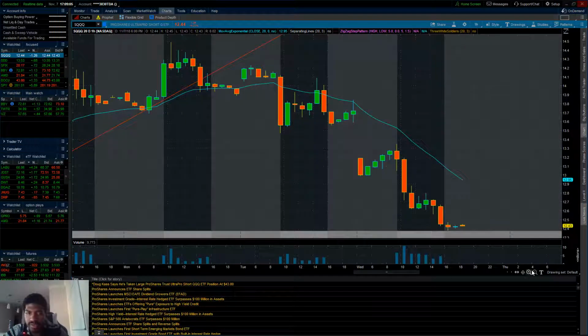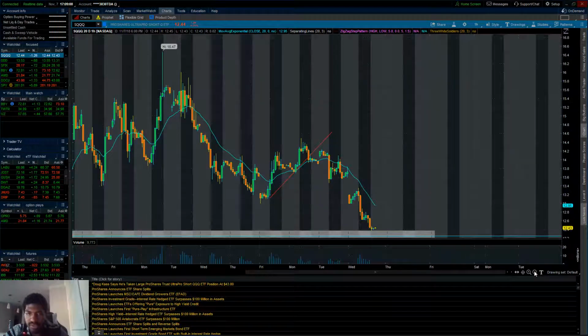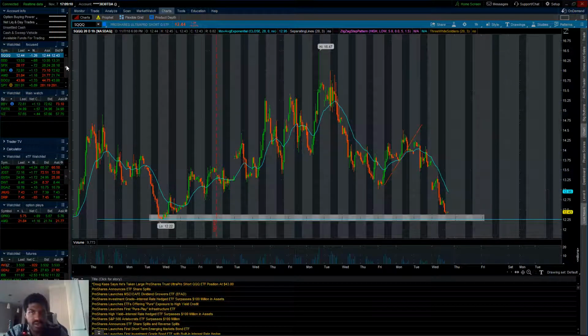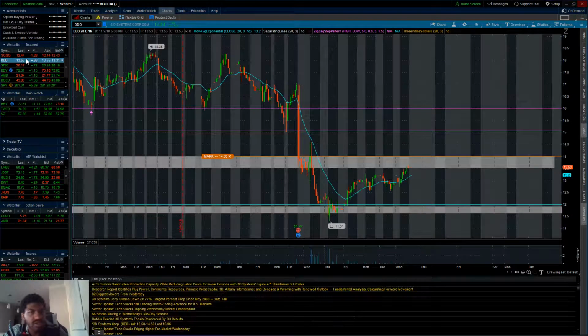I'm in a call for this one at 20 cents. Expiration date next week for the strike price of 14. I do not plan to stay in it for that long, but yeah. So let's go ahead and move on to the next one.